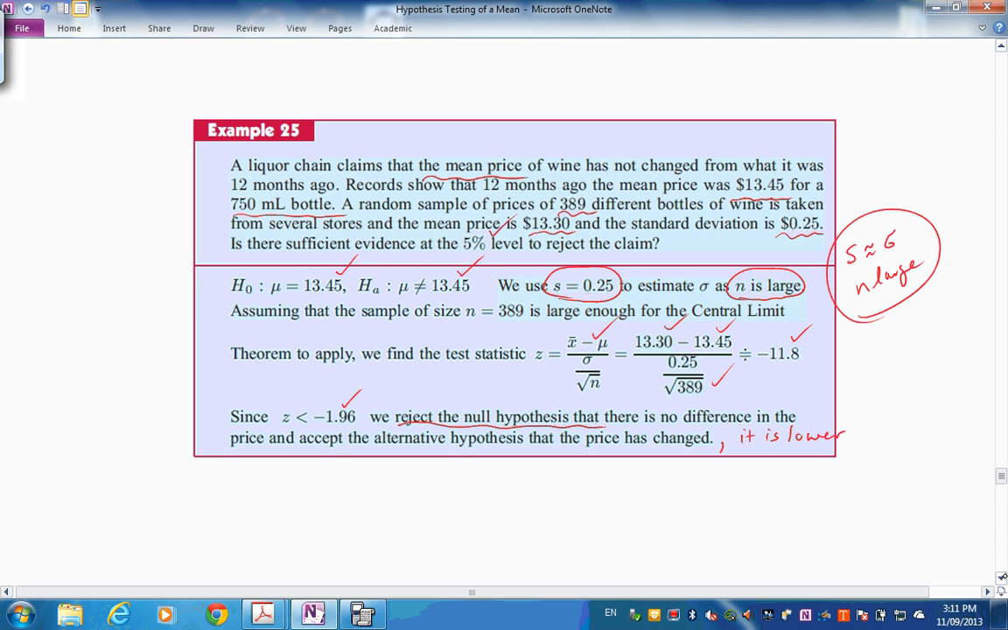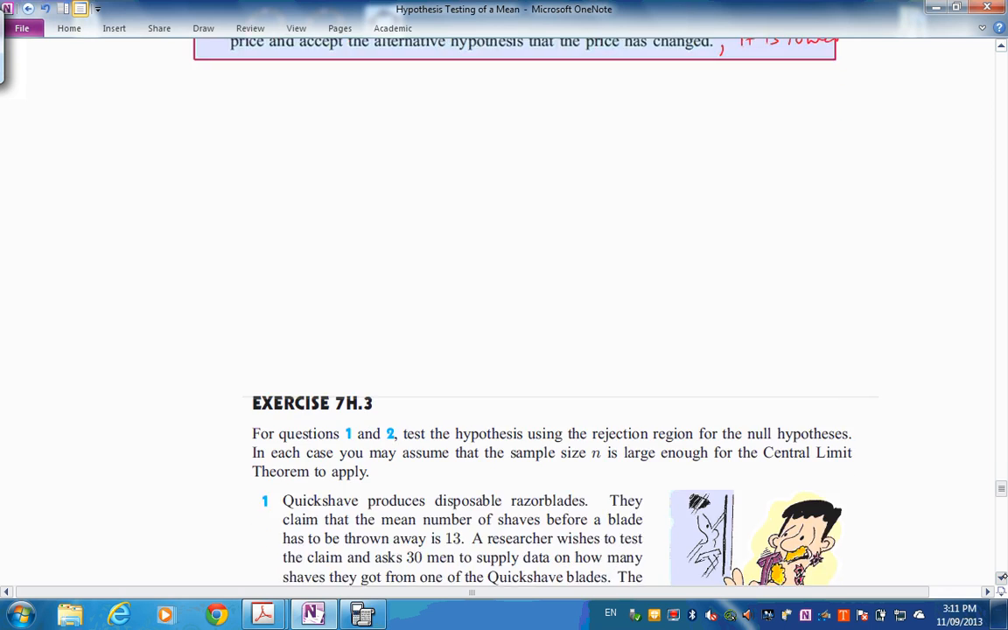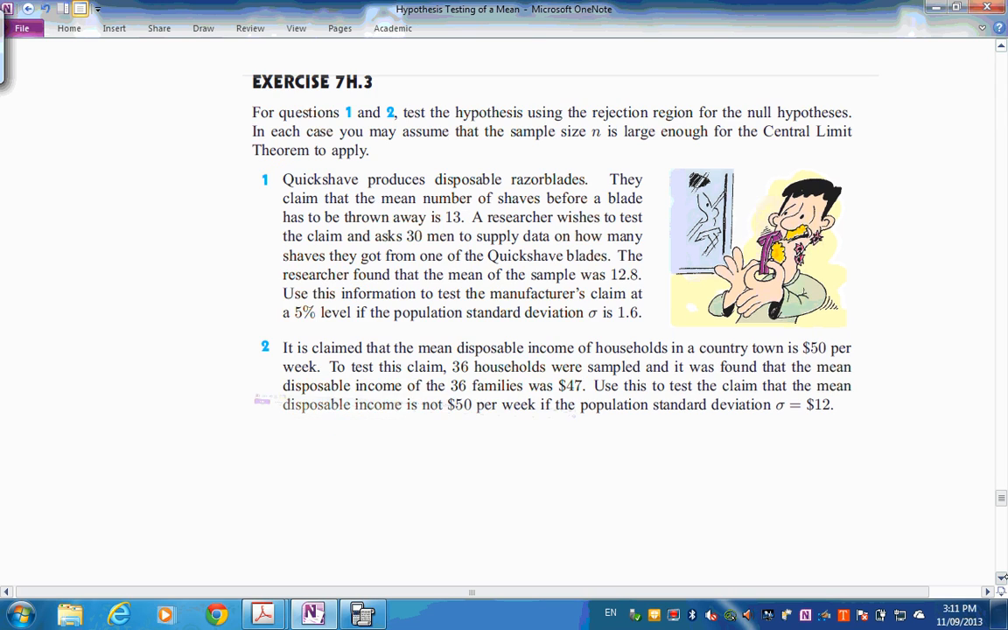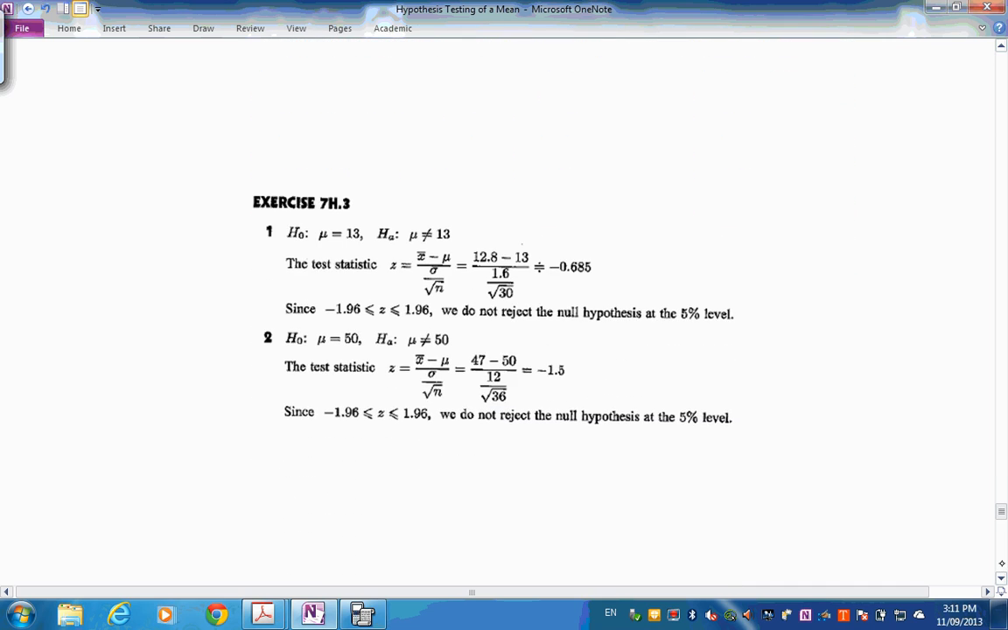Okay, let's have a go at some problems. 7H3, questions 1 and 2. Just pause the presentation and have a go. And now let's have a look at the answers. Okay, 7H3, 1 and 2. Try and set it out down the page a bit more than that.